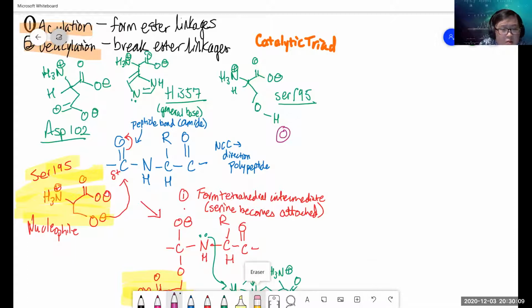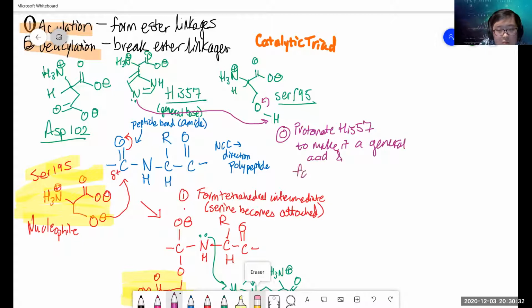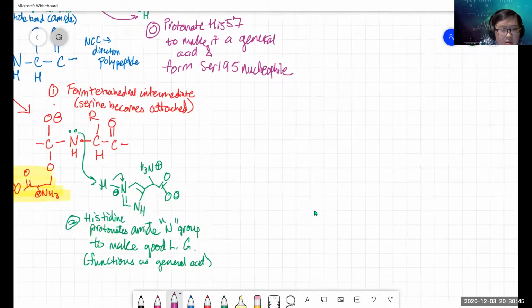So what you want to do is you take the general base and you protonate it using the serine. Protonate histidine 57 to make it a general acid and form serine 195 nucleophile. So that's step 0, I guess, to prepare, and then you do step 1, intermediate, then 2.